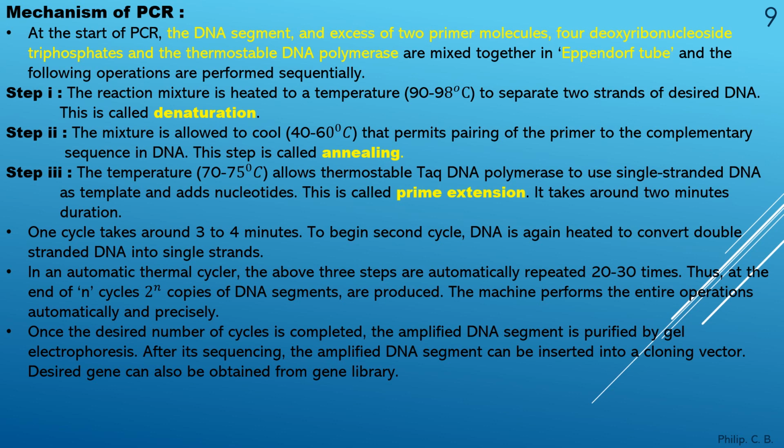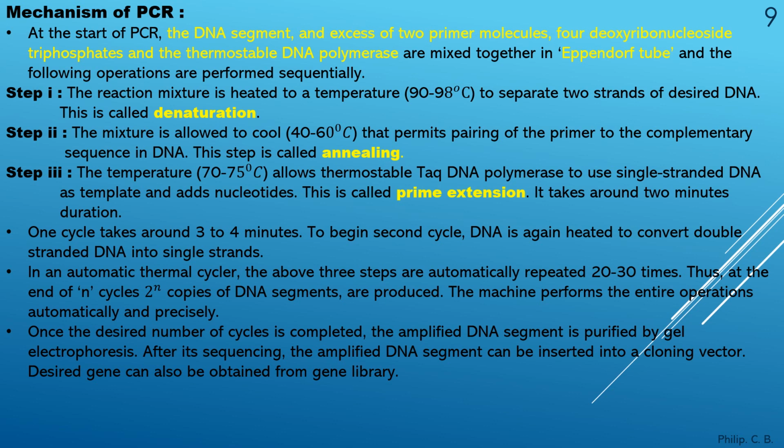Step 1. The reaction mixture is heated to a temperature of 90 to 98 degrees centigrade to separate two strands of desired DNA. This is called denaturation. What is the first step then? Denaturation. How is it carried out? By heating it at a temperature. What is the temperature? 90 to 98 degrees centigrade. Why is it used? To separate the desired DNA strand. Clear? Now what is the second step?